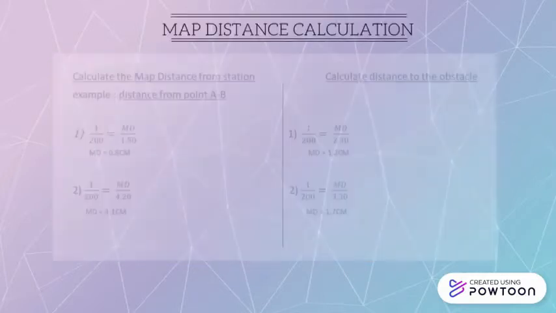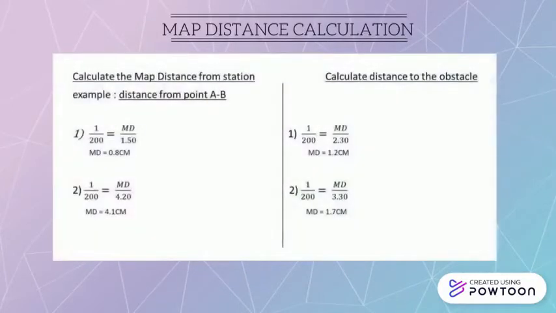First, 1/200 equal to map distance over 2.30. So the map distance is 1.2 cm. Second is 1/200 equal to map distance over 3.30. So the map distance is 1.7 centimeter.